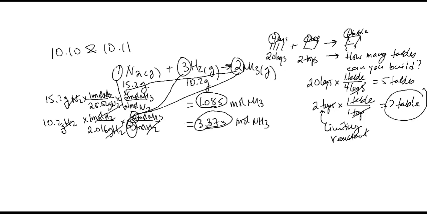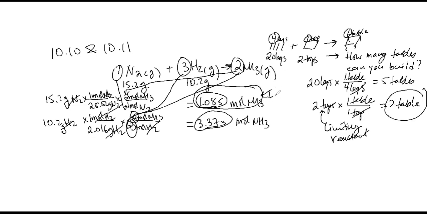All right, so which one is the limiting reactant? Of course, it will be the one that produces the smaller number of moles of the product. And which one will that be? Of course, this is my winner here. The winner is this, because based on 15.2 grams of nitrogen, you will produce a smaller number of moles. It's as if we remember how we handled the tops: they produce the smaller number of tables. So this was the limiting reactant.